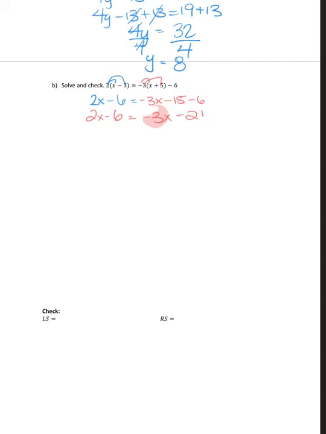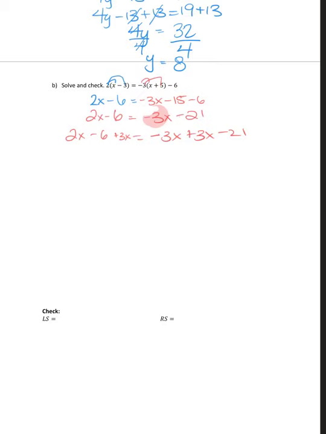So to undo a negative, I'm going to end up adding. So I have 2x minus 6, and I'm just going to leave a space for a second. Negative 3x. To undo my negative 3x, I'm going to add 3x. And then I'm just going to put in that negative 21. And if I added 3x on the right-hand side, now I'm going to add it on the left-hand side.